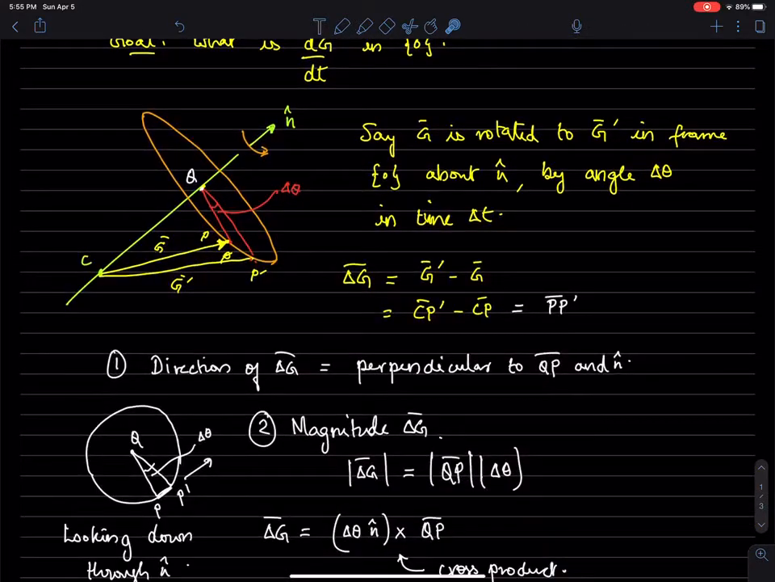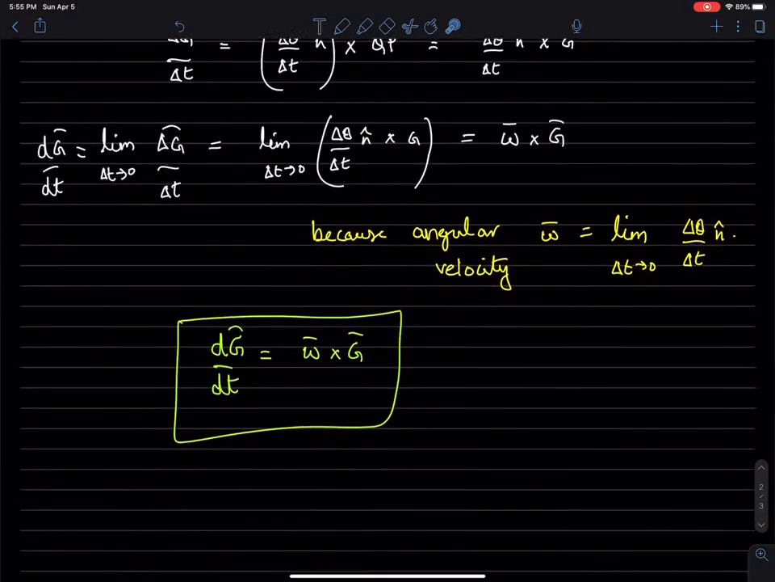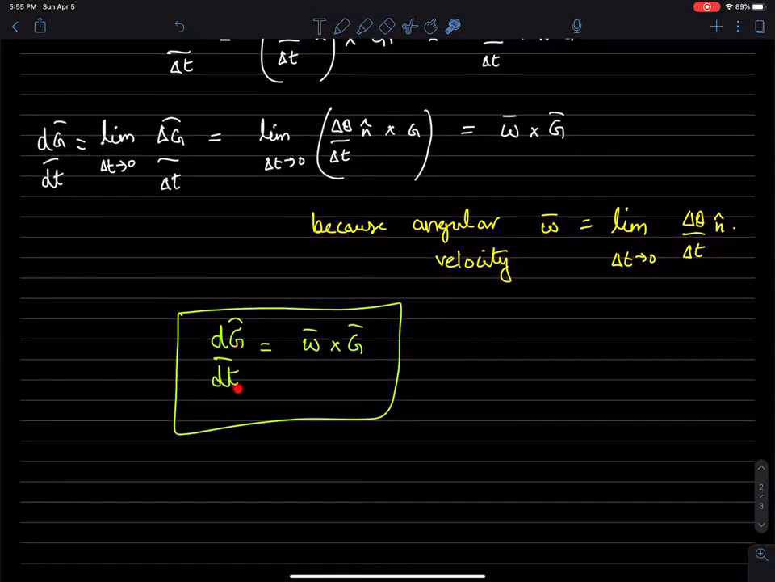And this is just a quick derivation that the rate of change of G in frame 0 equals omega cross G, where G is the current vector fixed in the body fixed frame.